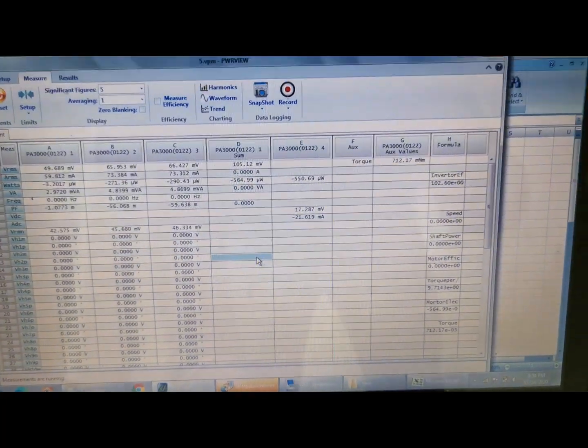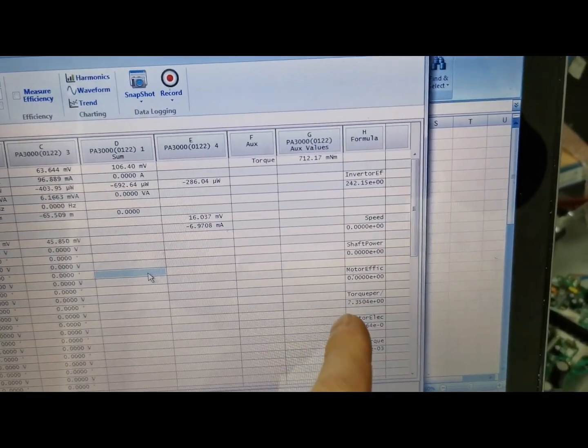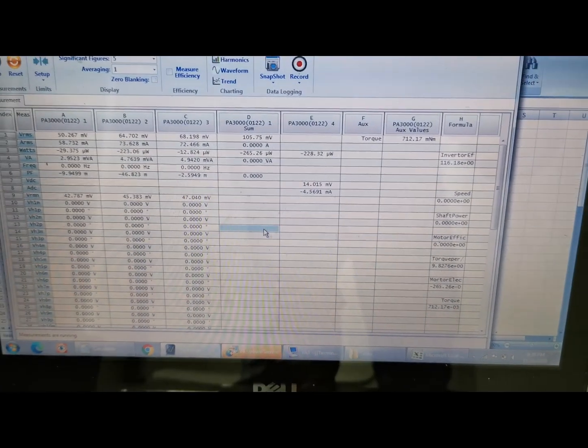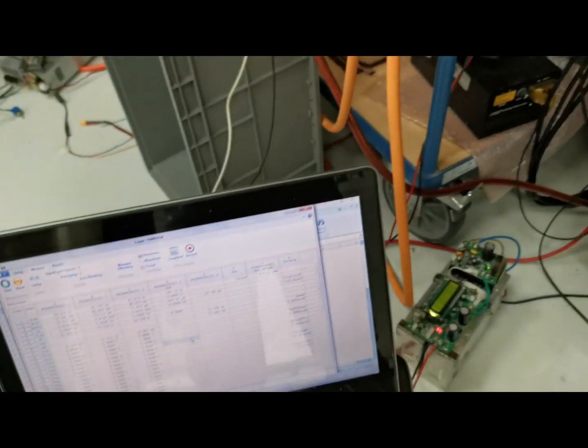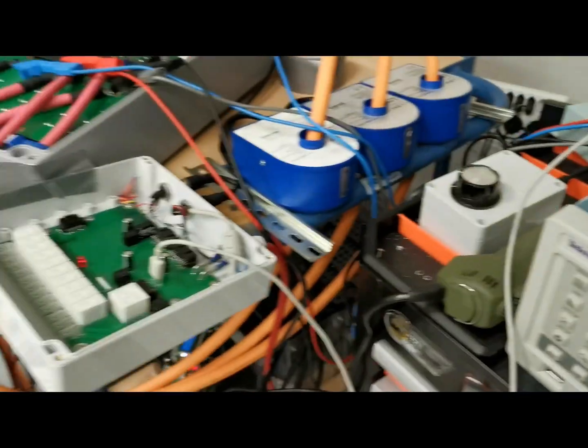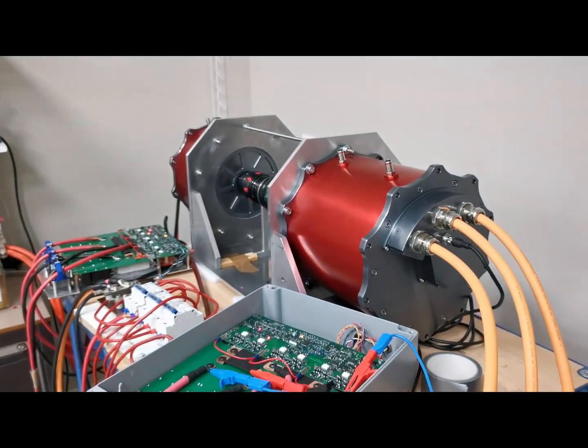Here I can compute the efficiency of the inverter and of the motor, both at the same time, in real time, while I'm tweaking the parameters or changing some parameters in advance angle here in the controller, where I have the interface connected via the CAN bus to the main controller.